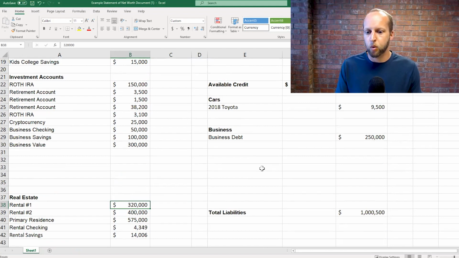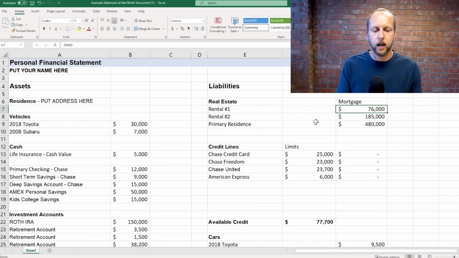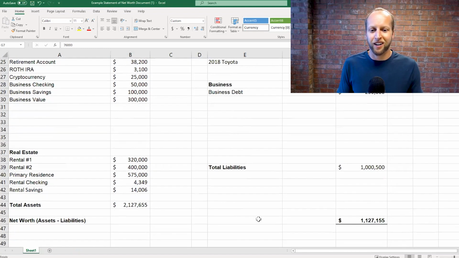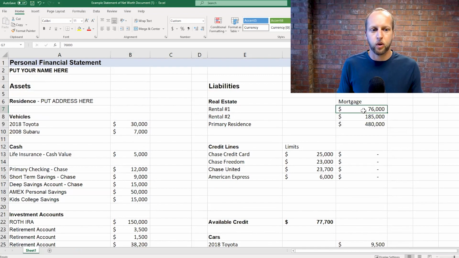So if we look at rental number one, 320, you'd have to subtract the 76, and that's actually the equity that you have built up, or the differential there. So that would be basically the plus side of your net worth: 320 minus the 76. So again, those are the three pieces of real estate.